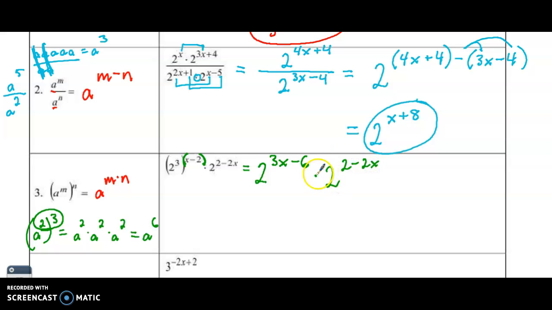Well, what did we learn earlier? I'll switch back to red. When we're multiplying with the same base, we need to add our exponents. So we're looking at 2 to the 3x plus negative 2x, which would be 1x. Negative 6 plus 2 will give me negative 4.